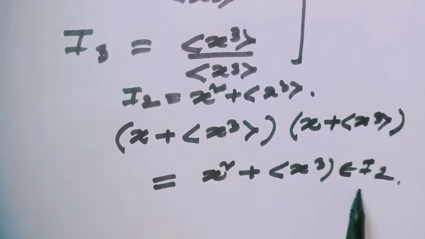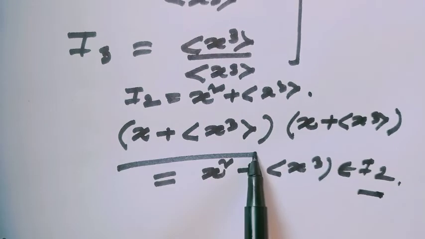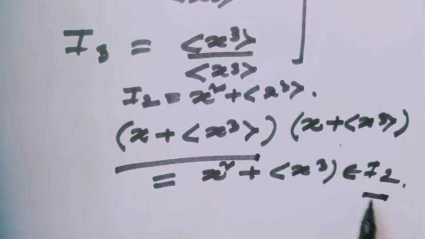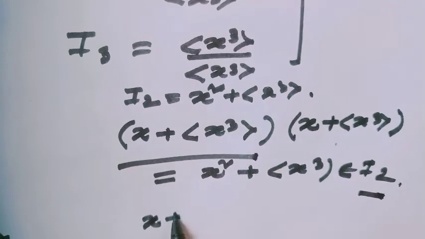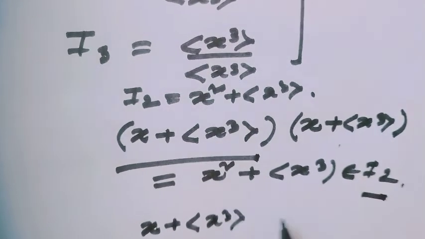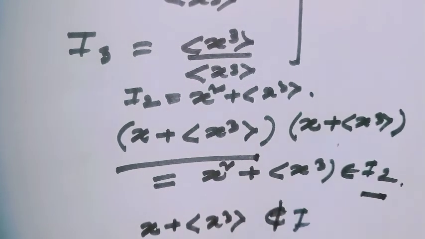the product belongs to I2, but neither element belongs to I2, because x modulo x^3 does not belong to I2. Similarly, this is the same element.